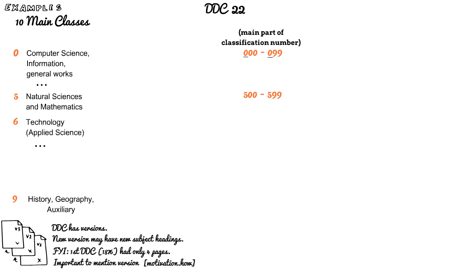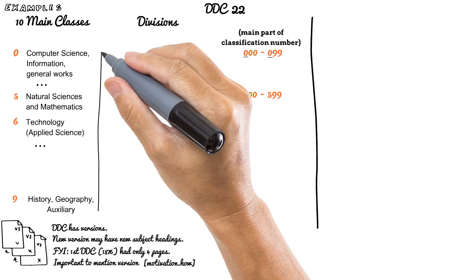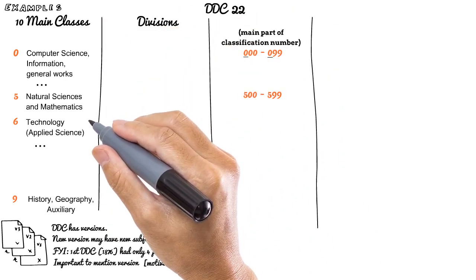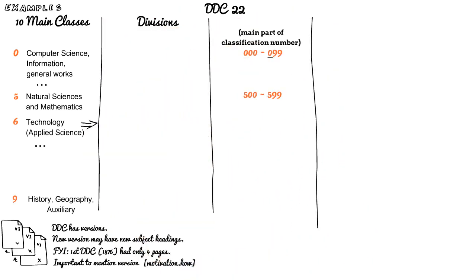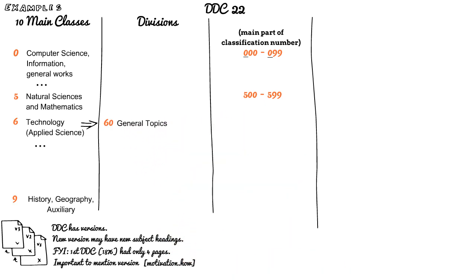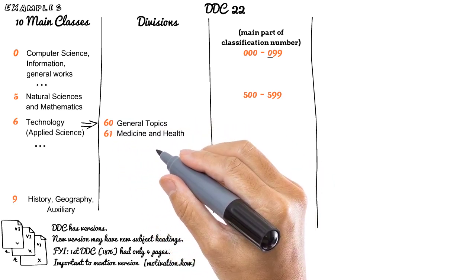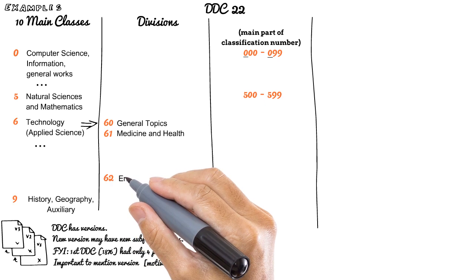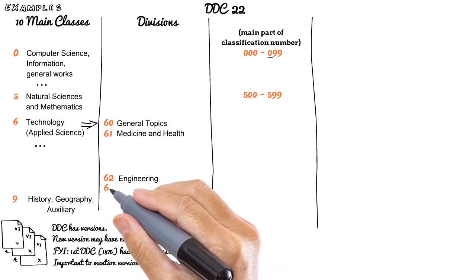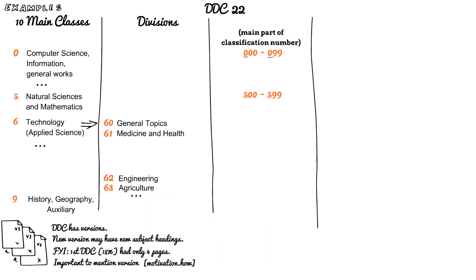Next, each main class is represented by divisions or narrower topics. Let's look at an example of classification numbers for the DDC technology main class under number 6. Let me bring the 10 divisions here as an example. 60. General topics, for example, dictionaries, organizations, etc. 61. Medicine and health. 62. Engineering and allied operations. 63. Agriculture and related technologies, and others.